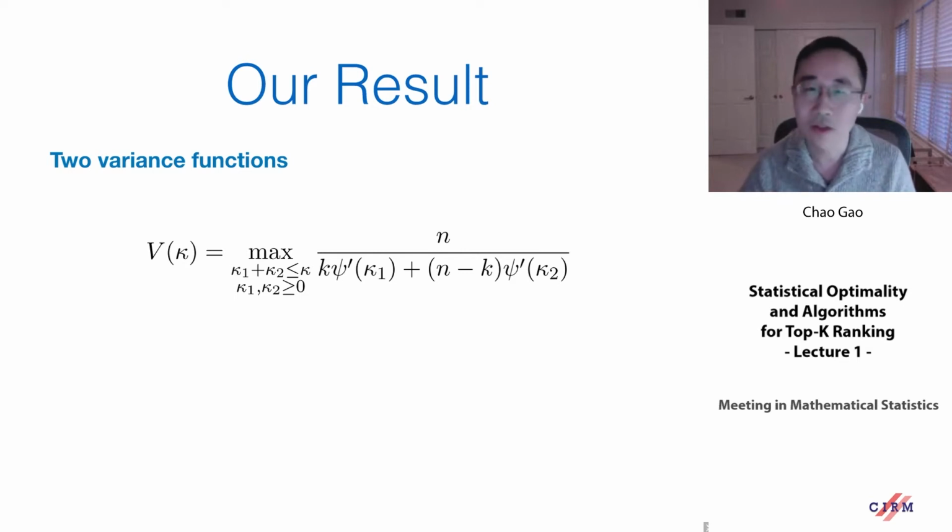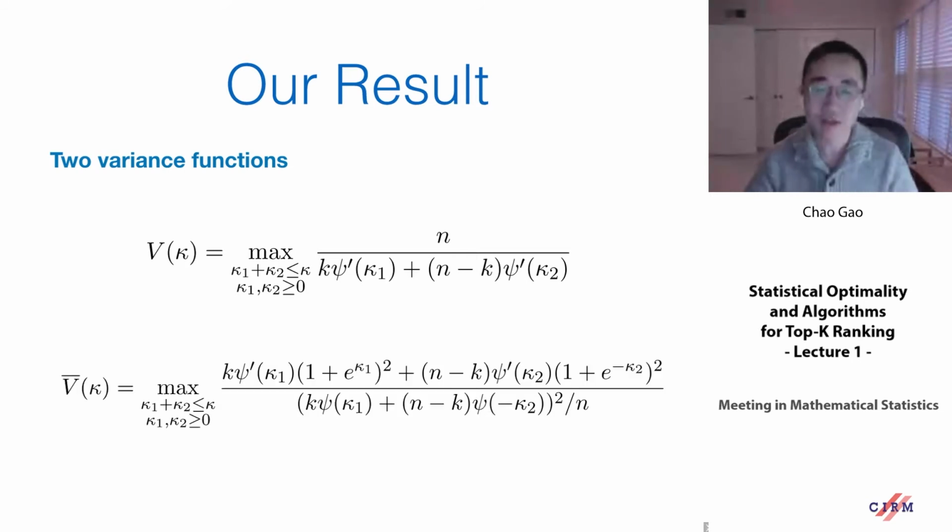Now the definition looks slightly complicated, but it's not important. What is important is that it's a function of kappa. Later, I will show you the picture of this function, and I will also talk about the properties of this function. So this is the first variance function. Another function, which I call v bar of kappa, is also defined through optimization. Using these two functions, we are able to state our result.